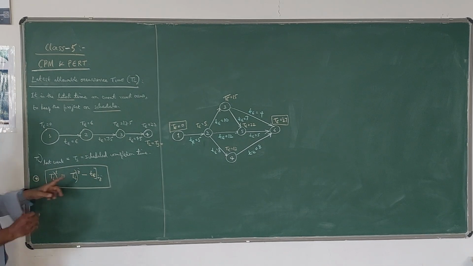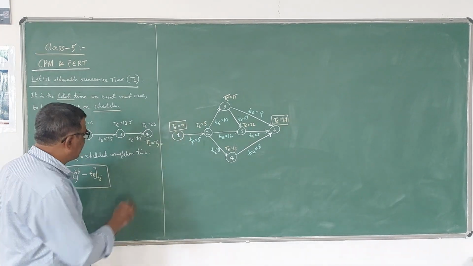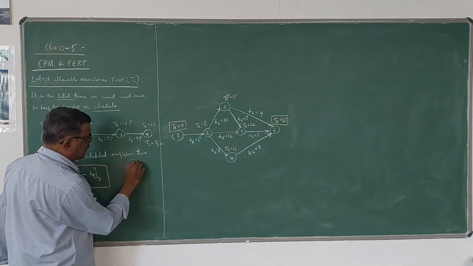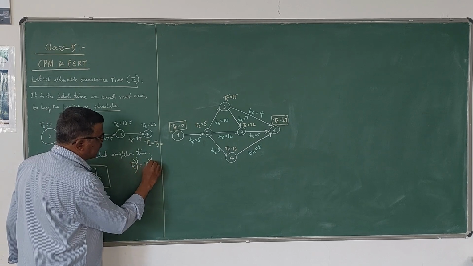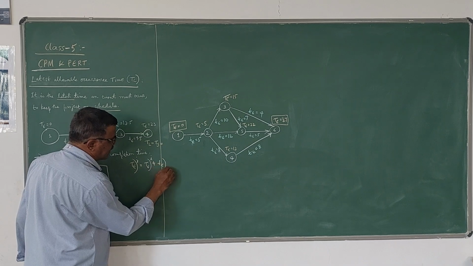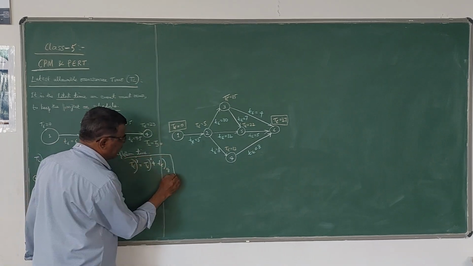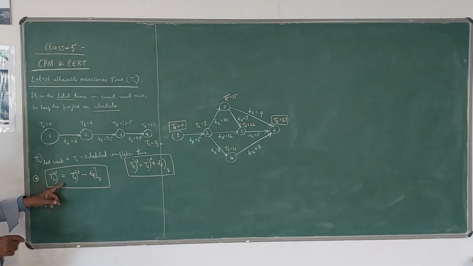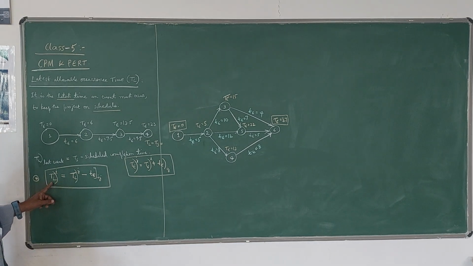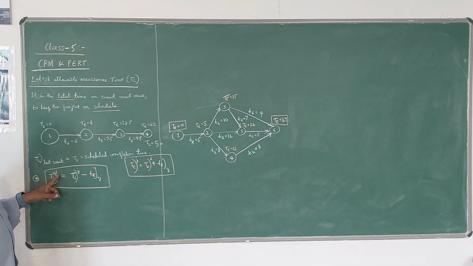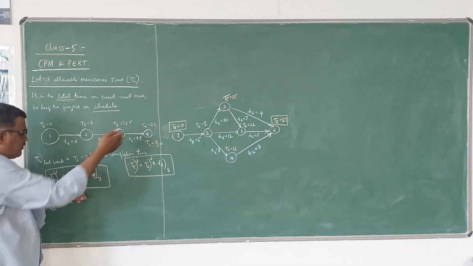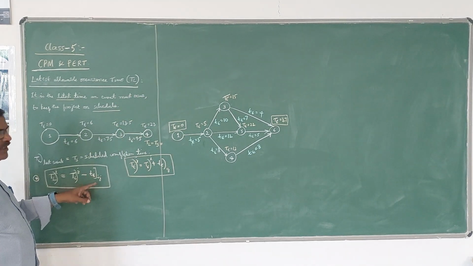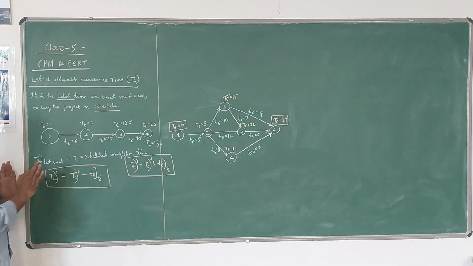So here it is minus. Please note that when calculating TE, as I told in the last video, TE of j is equal to TE of i plus te of ij. Here it is plus, whereas here it is minus. So this is the formula to find the latest available occurrence time of an event: the ith event is given by TL of the jth event, that is event number 2, minus the activity time.